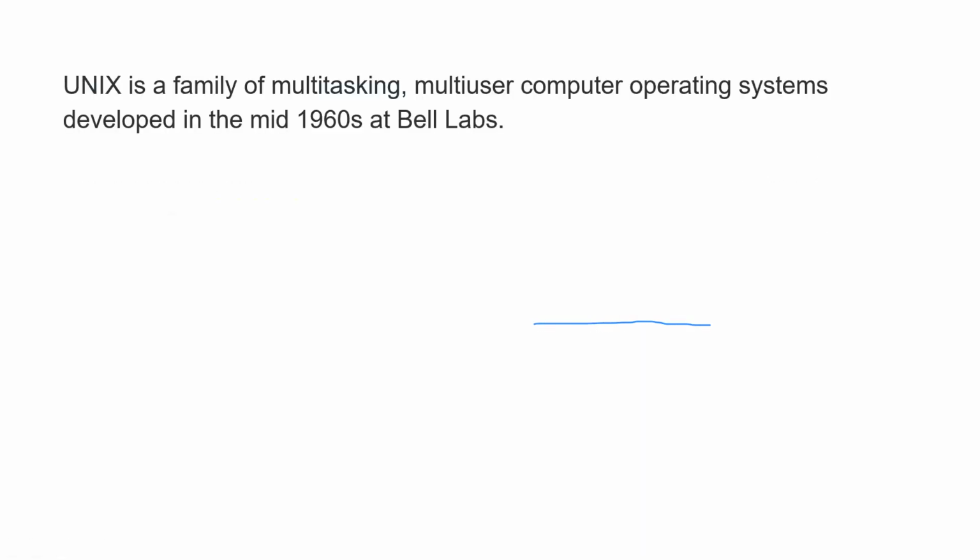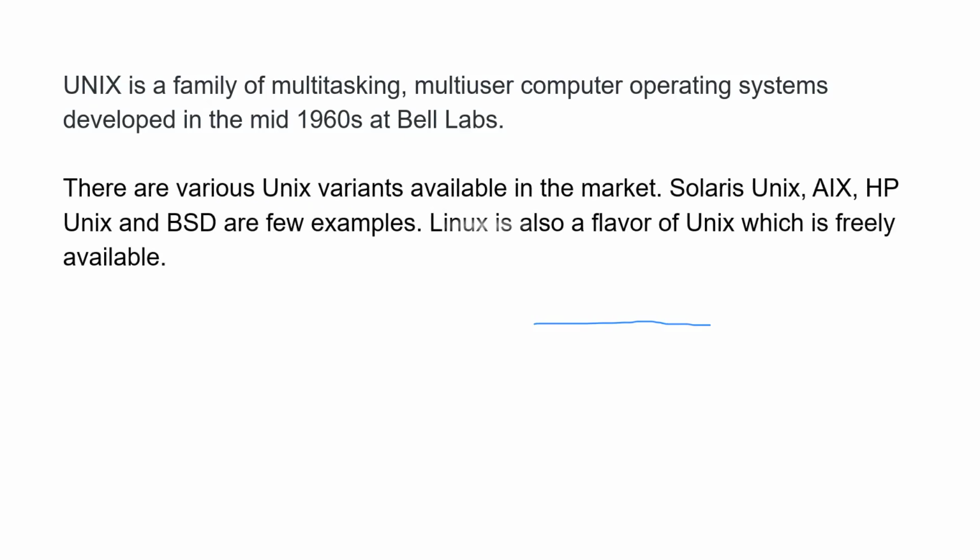Now, good, you have understood how Unix came into existence. Unix is a family of multitasking, multi-user computer operating systems developed in the mid 1900s, as I told you. And there are various Unix variants. Now you will ask me what Unix variants are.